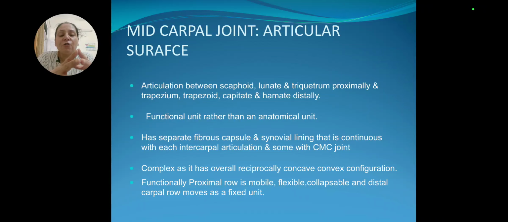Fine. So this is a functional unit rather than an anatomical unit, because each of these bones has a separate capsule along with that of the carpometacarpal joint. They have a continuous joint capsule, fibrous and synovial lining, but they are separate units. So it is a functional joint rather than an anatomical joint unit, and the complex is reciprocally concavo-convex. So the proximal row, the scaphoid, lunate and triquetrum, is mobile and can collapse, whereas the distal row is fixed.